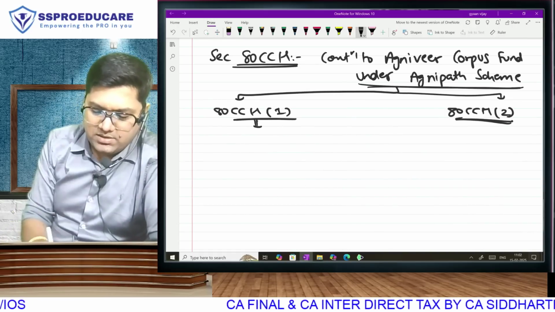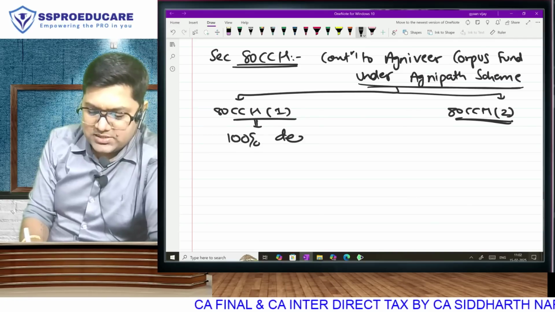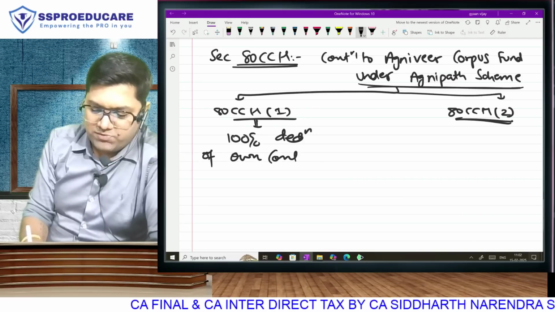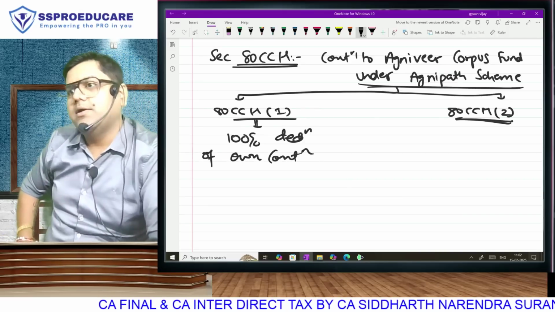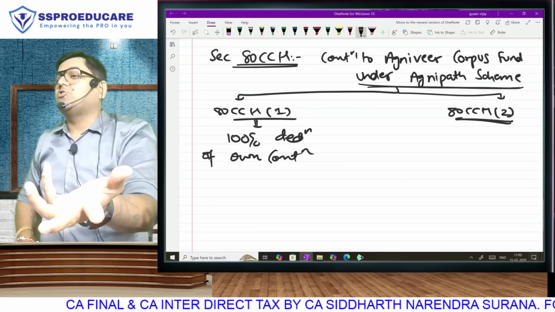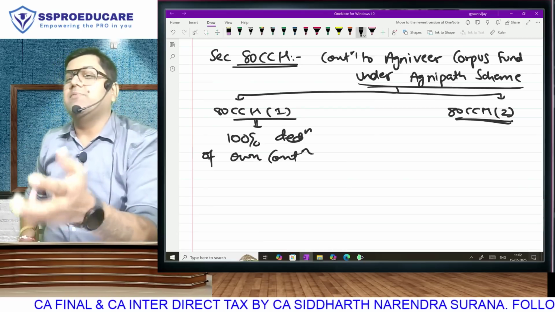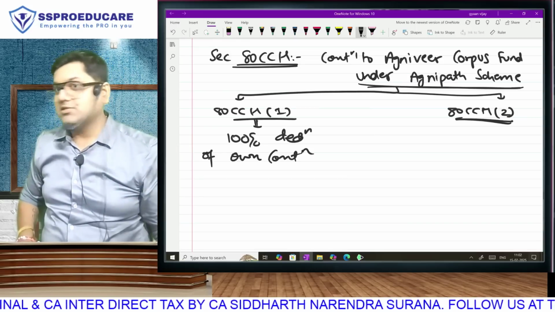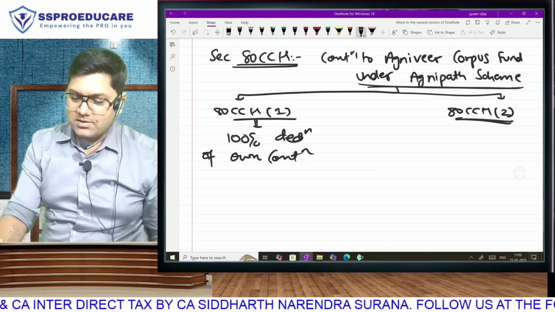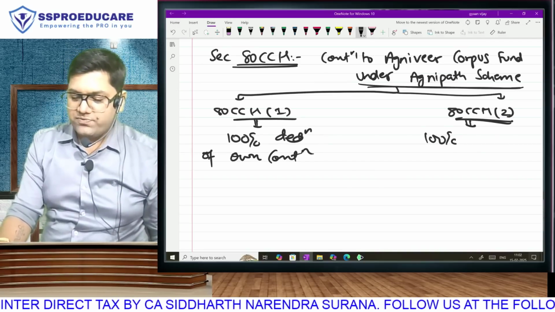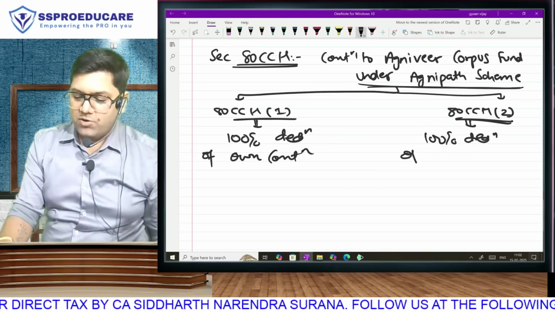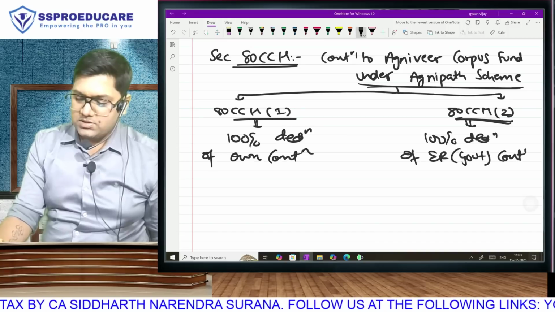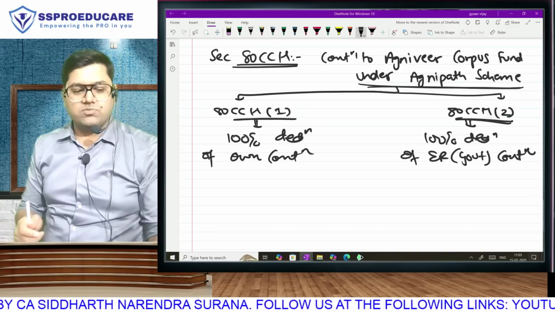80CCH subsection 1 is going to be 100% deduction of your own contribution. Can I say this, you will be making it from your salary? 100% deduction. So, NPS was complicated. Subsection 1, 1B, separate limits. Here there is no limit. Whatever you contribute, you get full deduction. Government has to make this scheme look attractive at least. And here, 100% deduction, so again no limit, of your employer, and employer is none other than government, contribution. You will get 100% deduction of both contributions.